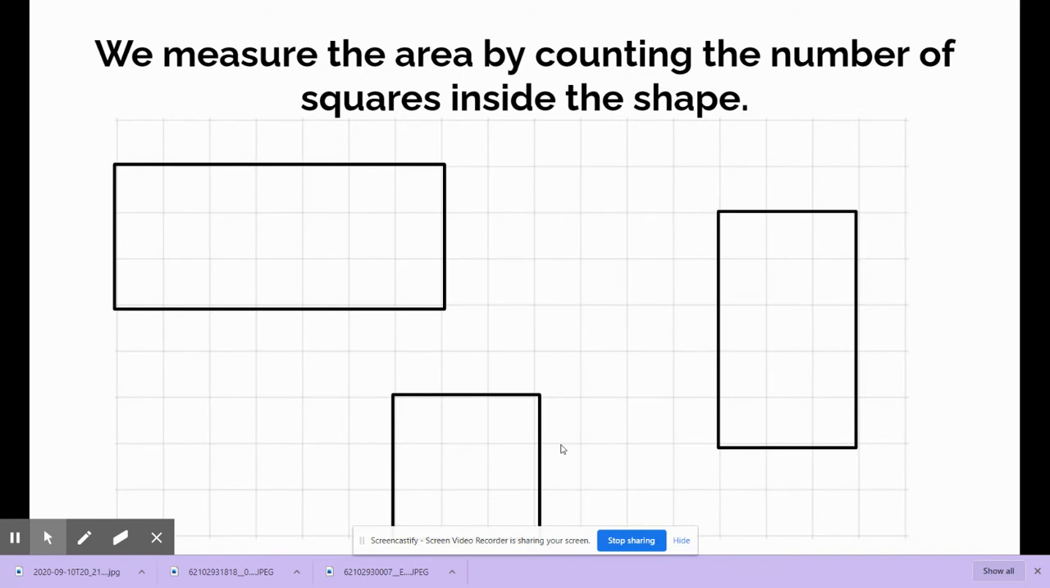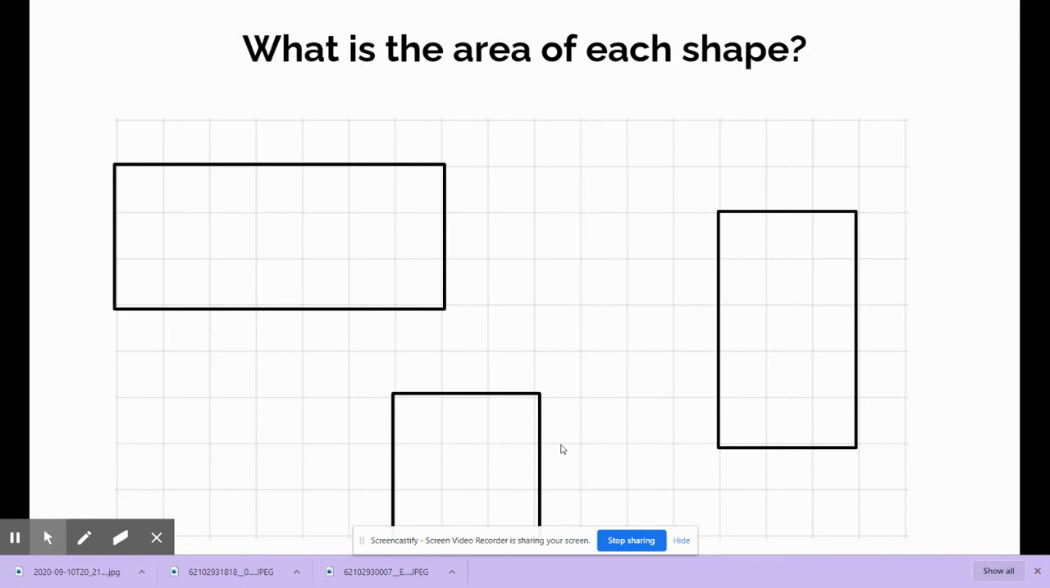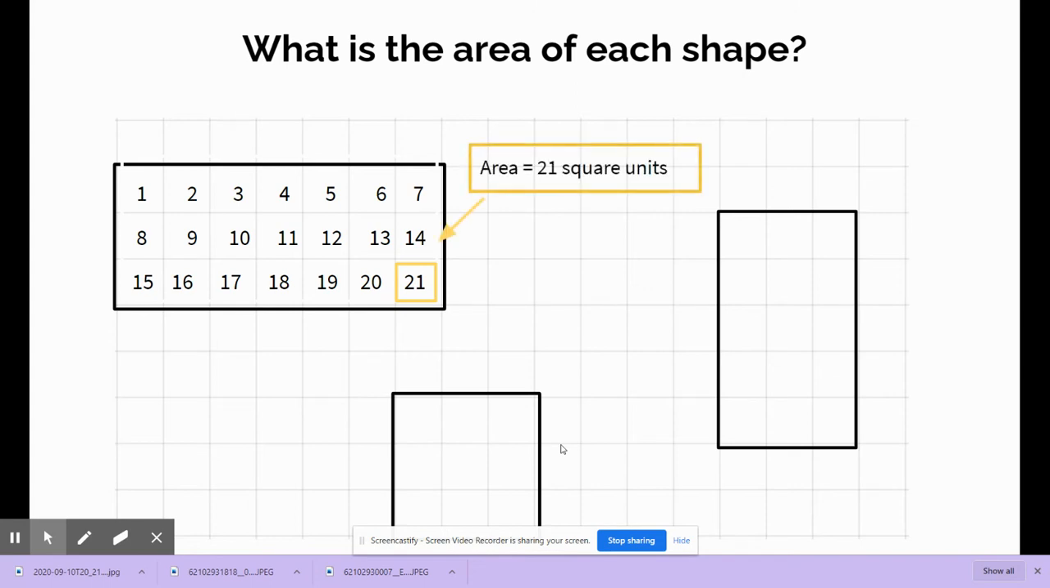Okay, we can measure area, especially when looking at rectangles and squares, by counting the number of squares inside the shape. So when we look at these three and we're thinking, what is the area? All we have to do is count the number of squares. So you can see 1, 2, 3, 4, all the way into every single square. We get 21 total squares. So the area is 21 square units.